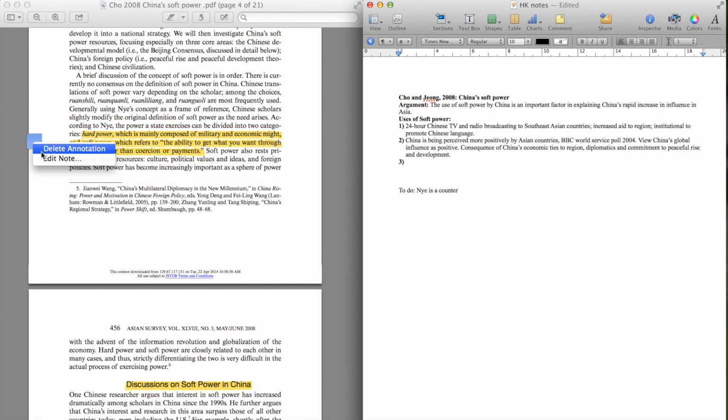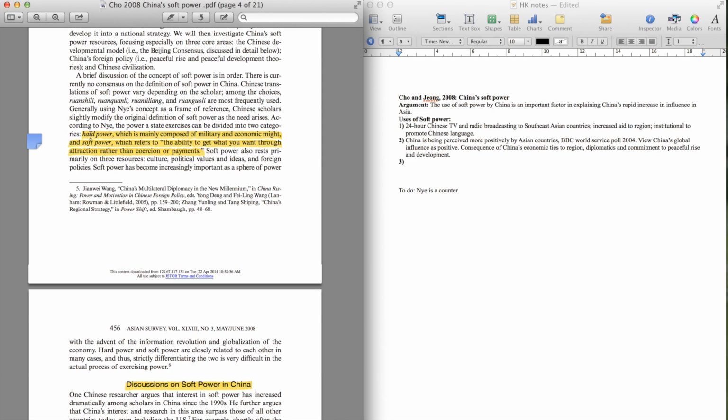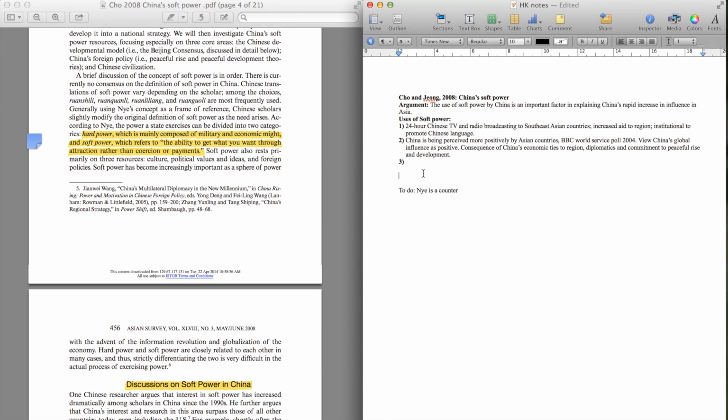Okay, and now I've got here a quick note, so I might want to check these out. Oh, it turns out that when I was reading this article, I really like these definitions of hard power and soft power. Now, these are concepts within international relations, and they're defined in different ways. It turns out that I quite like this way of defining things. So I might quickly note down here what is meant by hard power and soft power. So this is military and economic might. And this one is the ability to get what you want through attraction rather than coercion or payments.